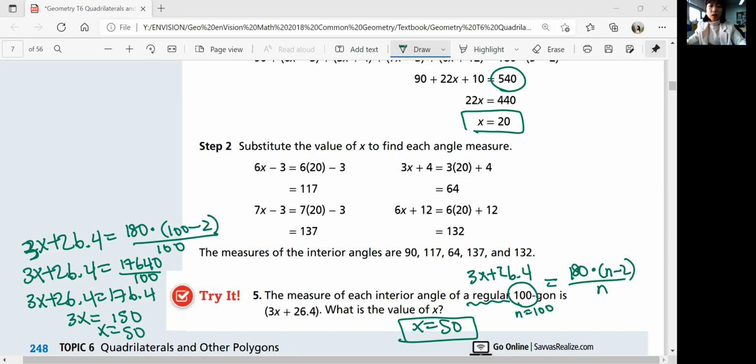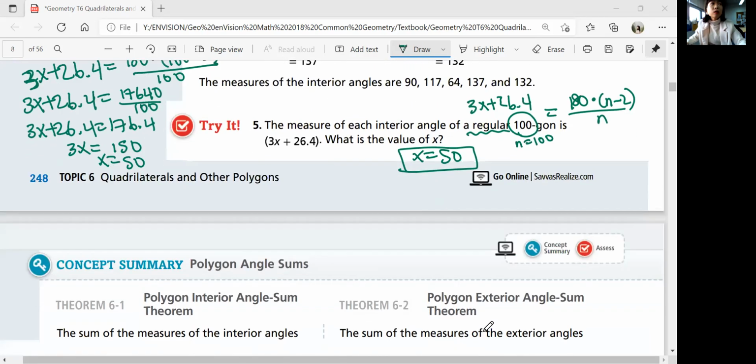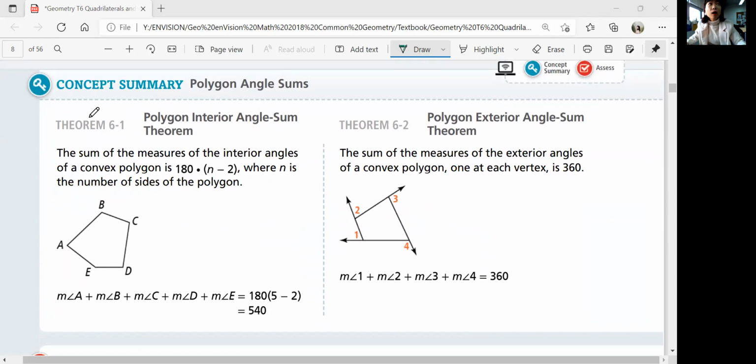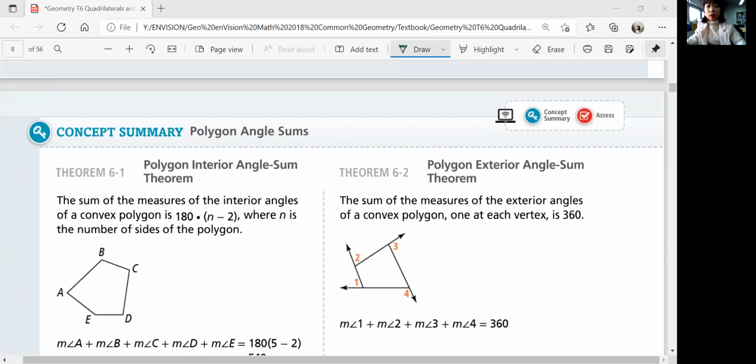Okay, so use the theorem we learned. So let's summarize our lesson. Polygon angle sums. Theorem 6.1 says any type of polygon has an interior angle sum of 180 times n minus 2, where n is how many sides your polygon has. Theorem 6-2, the polygon exterior angle sum theorem, says that the sum of measures of exterior angles of any convex polygon would be 360 degrees. Okay, so that was our lesson 6-1, the polygon angle sum theorem.